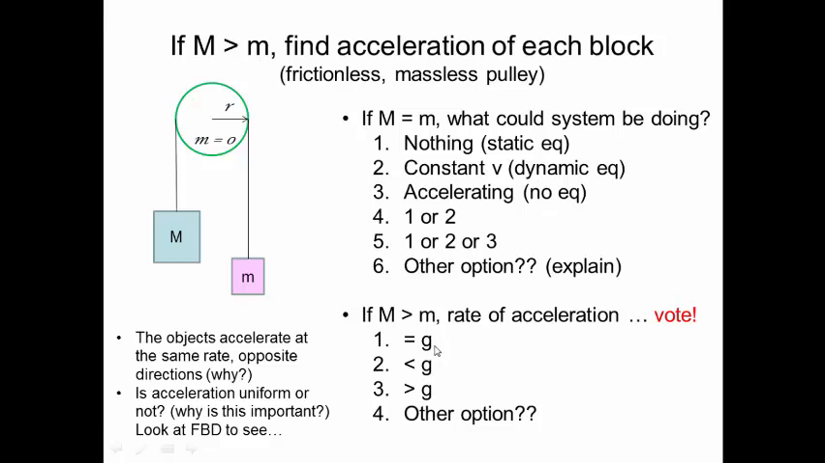And which way would the pulley be rotating, clockwise or counterclockwise? Would the acceleration of the objects be less than gravitational acceleration? Or would the acceleration be greater than the acceleration due to gravity? And if you have another option, explain what it is and you can pick number 4. All right, take a moment to vote on those two options.